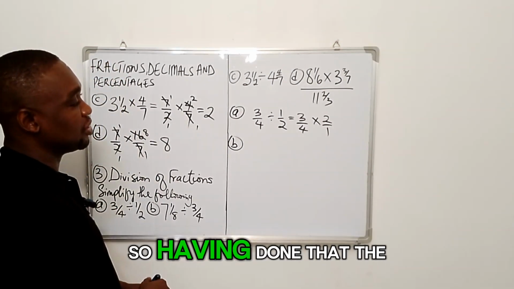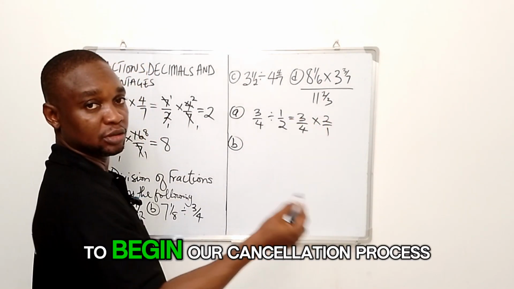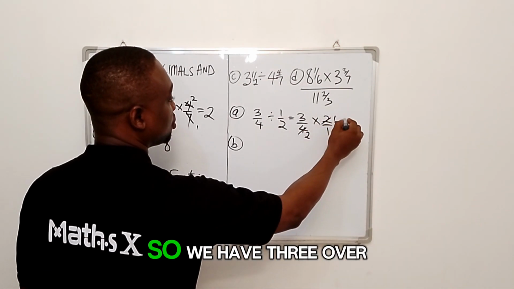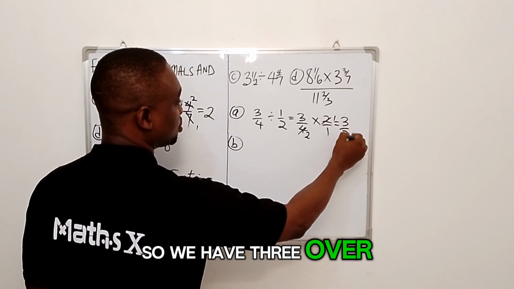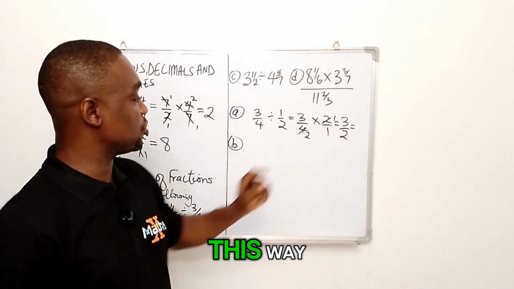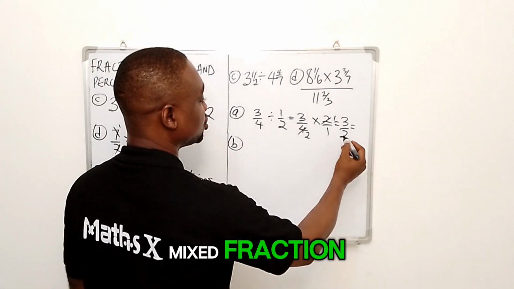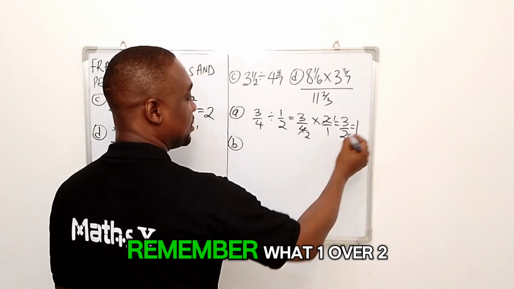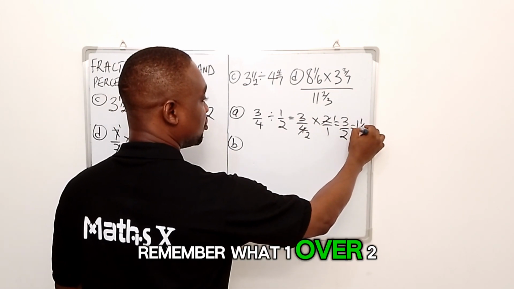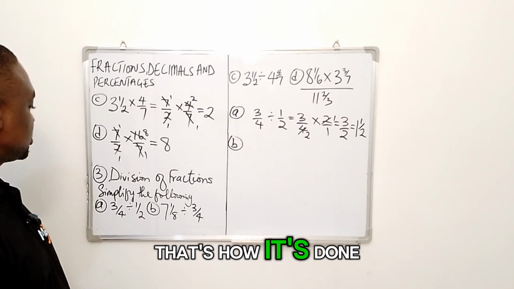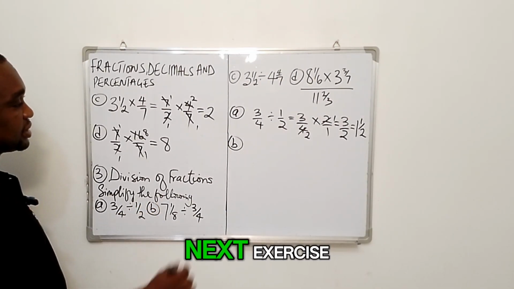So having done that, the next thing we do is to begin our cancellation process. 2 here, 1, 2 here, 2. So we have 3 over 2. 3 over 2 is an improper fraction. You don't leave your answer this way, you change it to a mixed fraction. So 2 into 3, one time. Remainder 1 over 2 as your final answer. That's how it's done. Let's look at the next exercise.